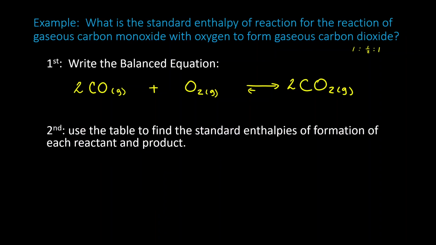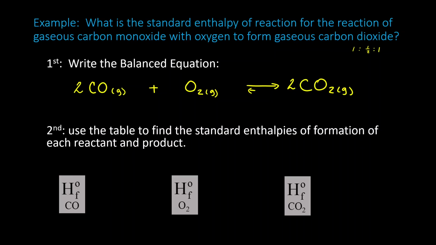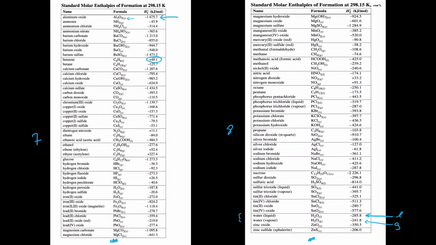Second step is to use the table to find the standard enthalpies of formation for each reactant and product. So if I look at our table, I'm going to get these standard molar enthalpies of formation for each one of my chemicals that I have in my equation, so carbon monoxide, oxygen gas, and CO2. So I'm going to go back to my table. As soon as I find my table, there we go.